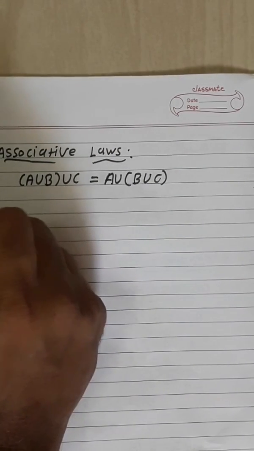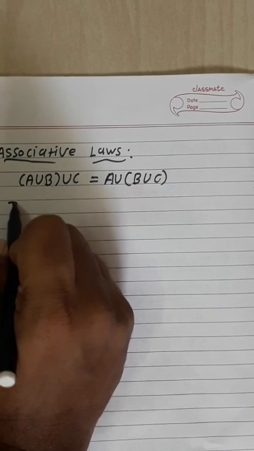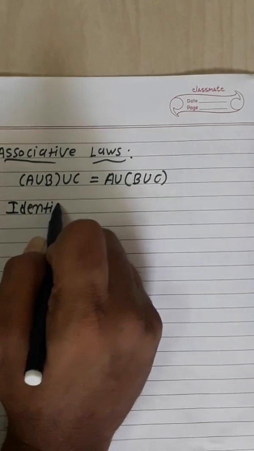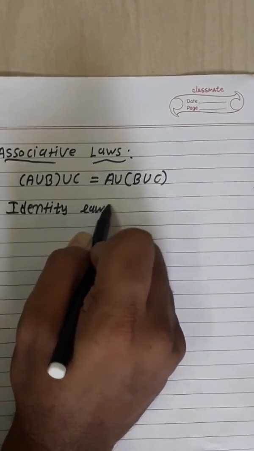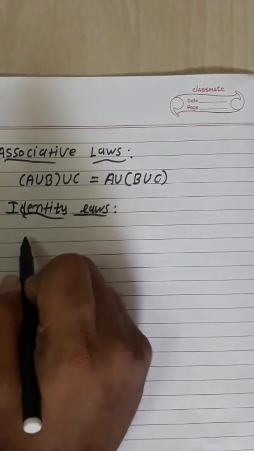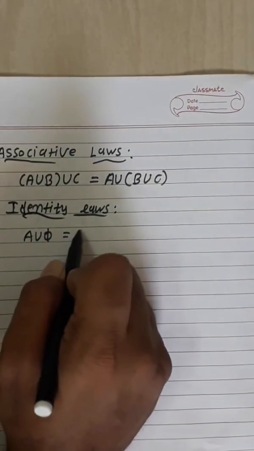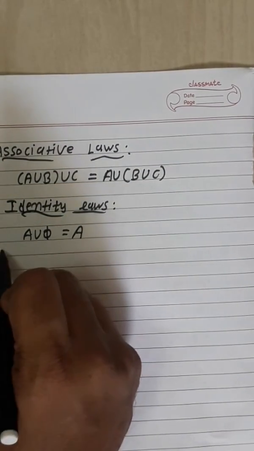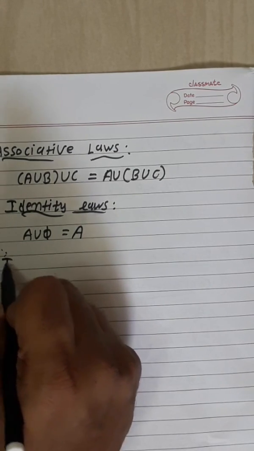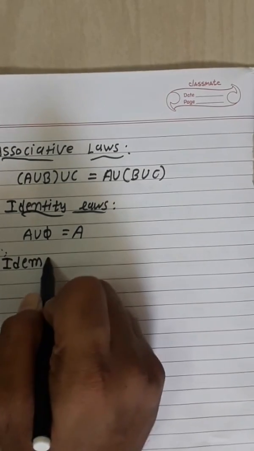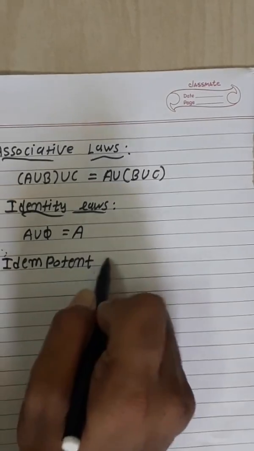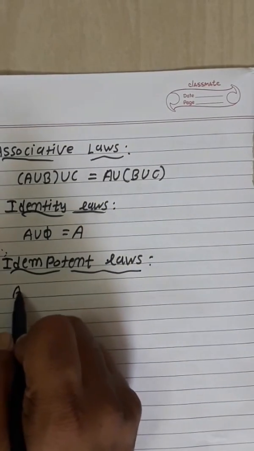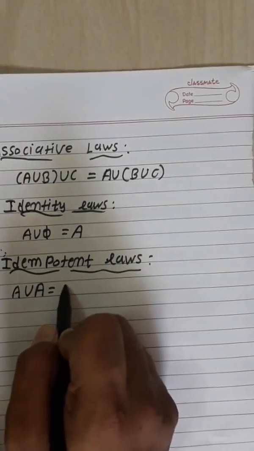Now the third one, the identity law. A union null set is equal to A. The fourth property, the idempotent law. In the idempotent law, A union A is equal to A itself.